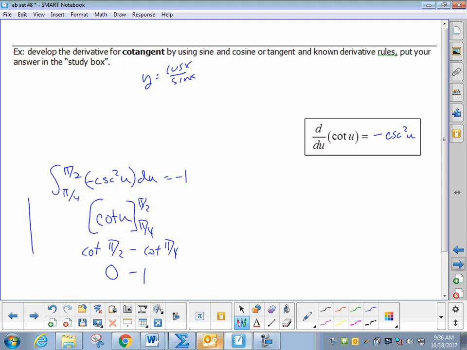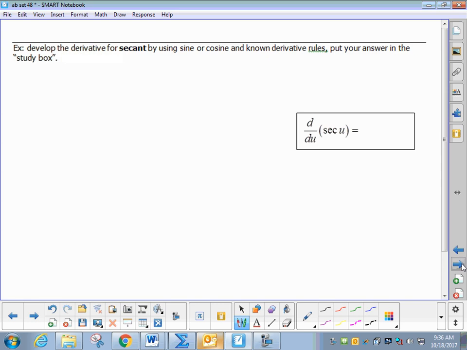Now visually what I just found is that the cotangent curve has asymptotes here. Negative 1? Wait a second, why am I getting a negative? Oh, that's because I didn't find the area under cotangent, you dummy. I found the area under negative cosecant. My bad. Sorry. No, that makes sense.